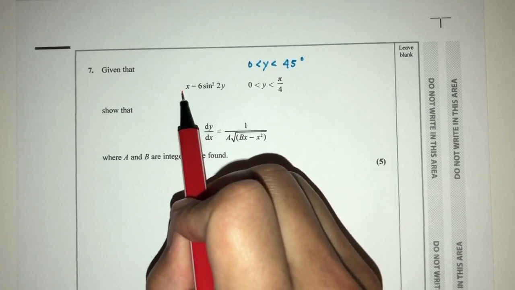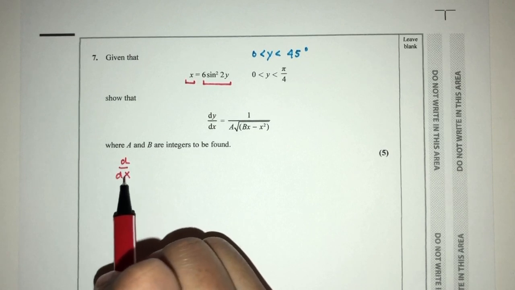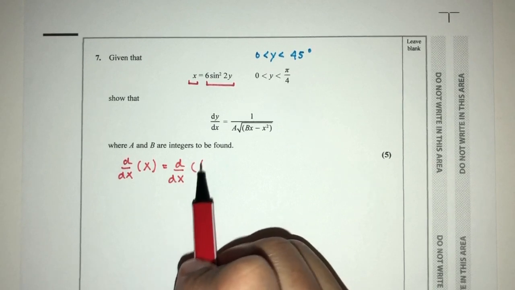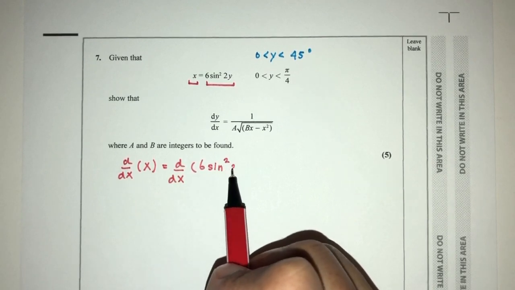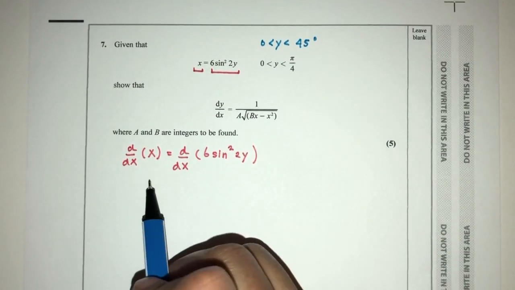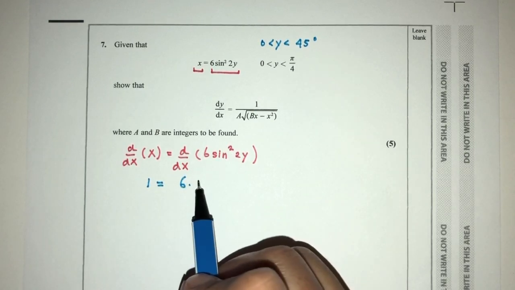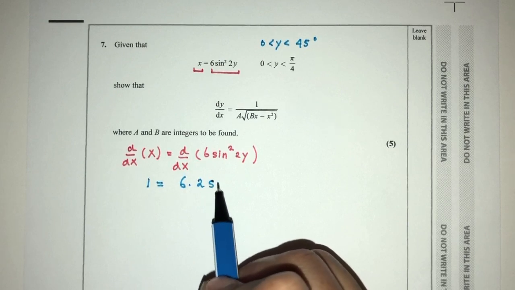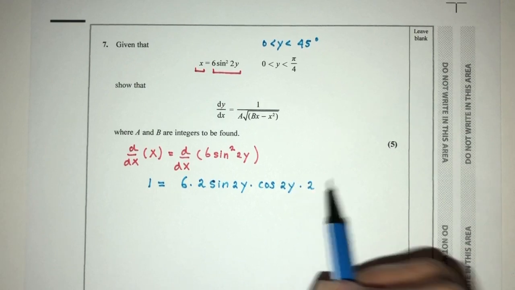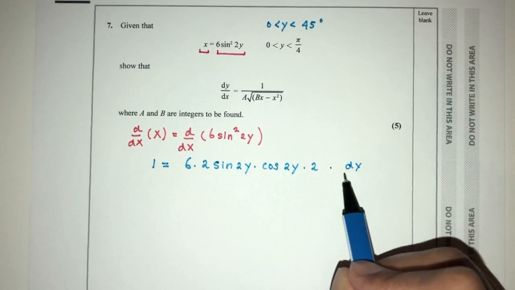Again, this one is an implicit differentiation, so we have to apply d by dx on both sides. Right, this will be this, and this will be 6 sine squared 2y. This is because of the chain rule. We can now solve this. So this is easy. This is 1. And this has to be what? 6 is a multiple, so it will be outside. Here we have 2. Here we have sine 2y multiplied by cos 2y times 2. Right. That will be this. And of course, at the end, we have to multiply by dy by dx.